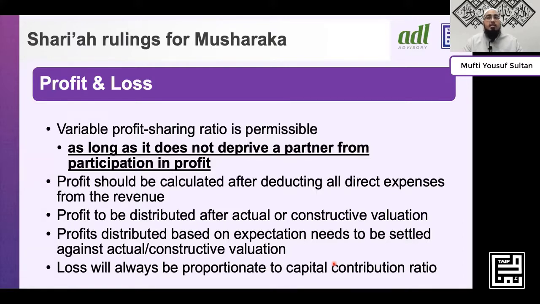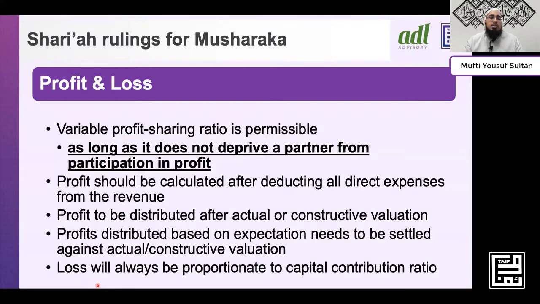Now that is fine. However, at the end of the year, or when there is a constructive valuation, it has to be settled against the actual profit made. So if the IFI has already given more profit than it actually made, then it has to take back the additional amount. If it has paid less than what was actually made, then it has to top up. So that's what we are saying here.